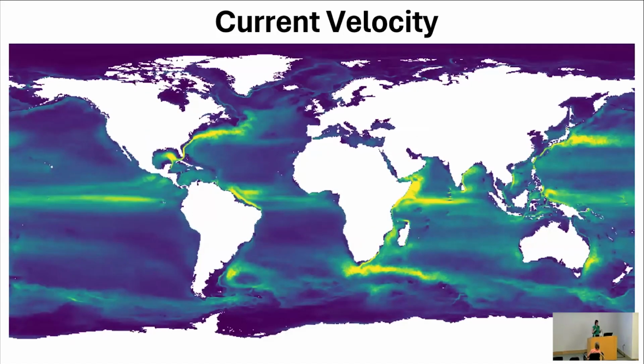So one explanation for some of these models is looking at current velocity. We're going to look at this where yellow represents high current velocity and blue represents low current velocity. So you can see the major ocean currents. You have the Gulf Stream here, the equatorial currents here.